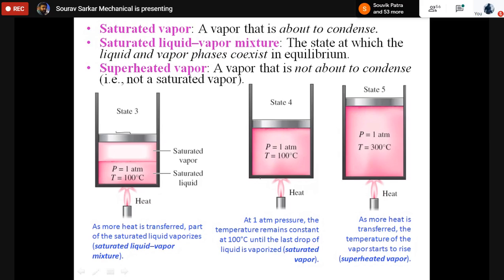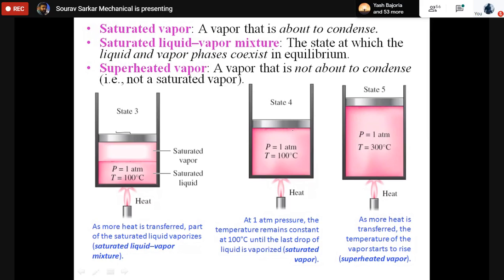What is saturated vapor? If we remove one unit of heat from this vapor, some liquid will condense. As you are taking heat out of the system, some part of the vapor will gradually condense and convert into liquid. In the previous case, it was about to vaporize, and this case is basically about to condense. So it is already completely converted into vapor. Okay, now you have reached state 4.